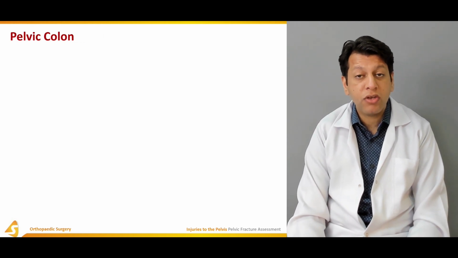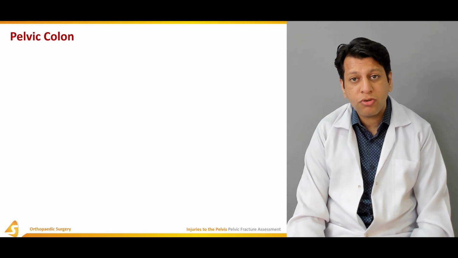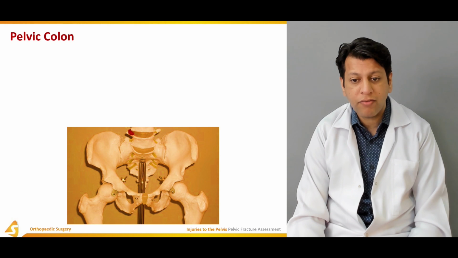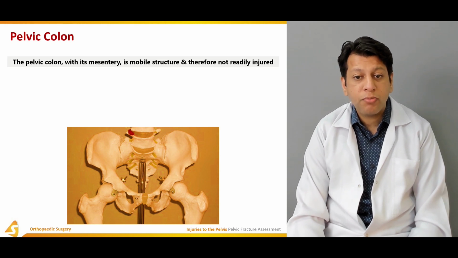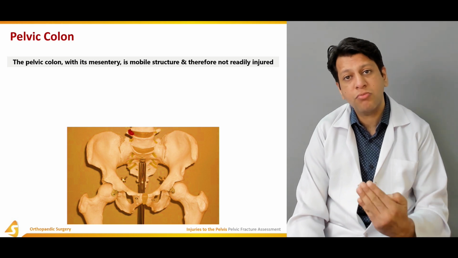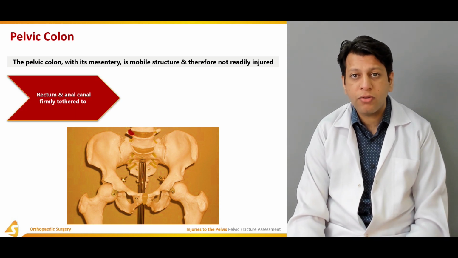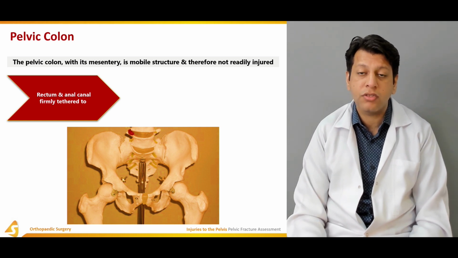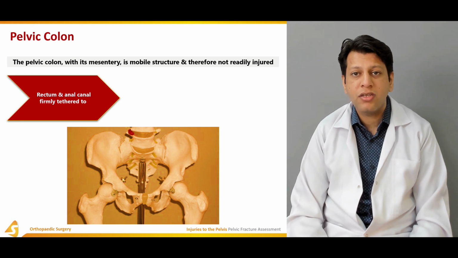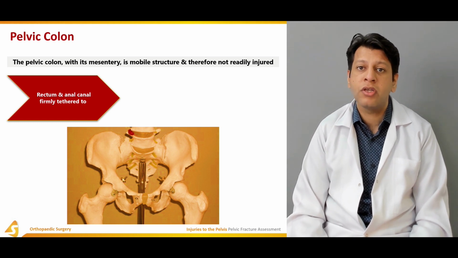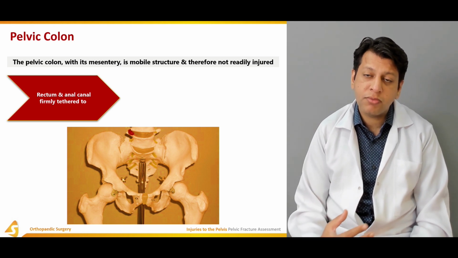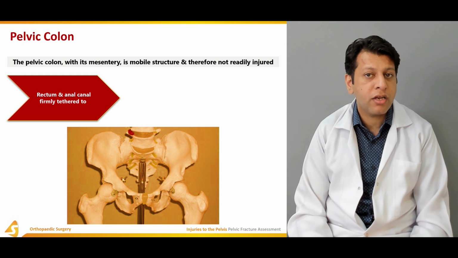Coming to the pelvic colon, as I told you, it's not only urogenital structures such as the bladder and urethra, but the colon is also present in the pelvis. The pelvic colon with its mesentery is an immobile structure and therefore not readily injured, and it slides more posteriorly compared to the urethra. The rectum and anal canal are firmly tethered to the pelvic fascia, so they do not move much, especially during the injury. But bony fragments which may retropulse into the rectum can damage the rectum or anal canal as well.